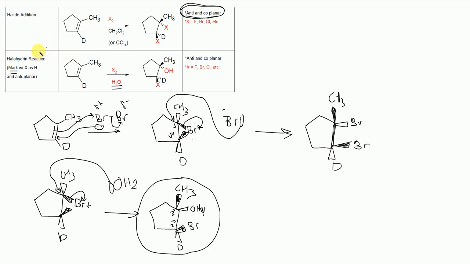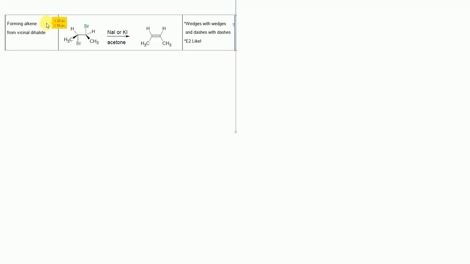All right, moving on. Now let's backtrack a little bit, and let's look at another way of forming alkenes, right? So we'll learn some new ways to form alkenes besides E1 and E2. And this is a very E2-like reaction. And if you look over here, it's like forming an alkene from the vicinal dihalide.